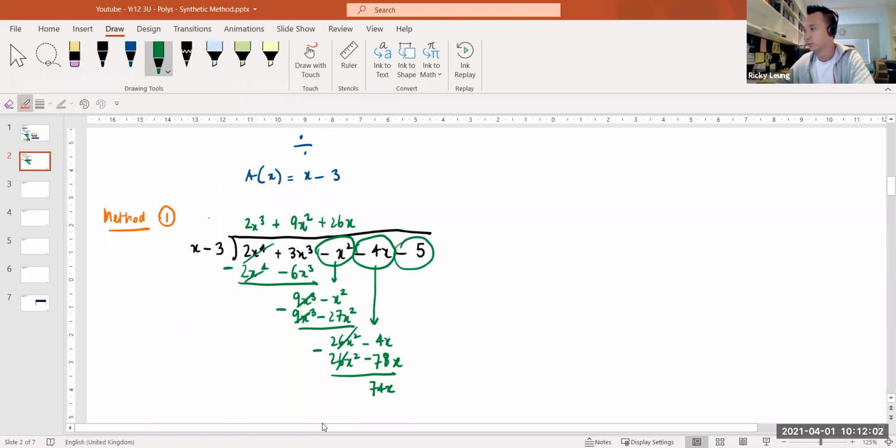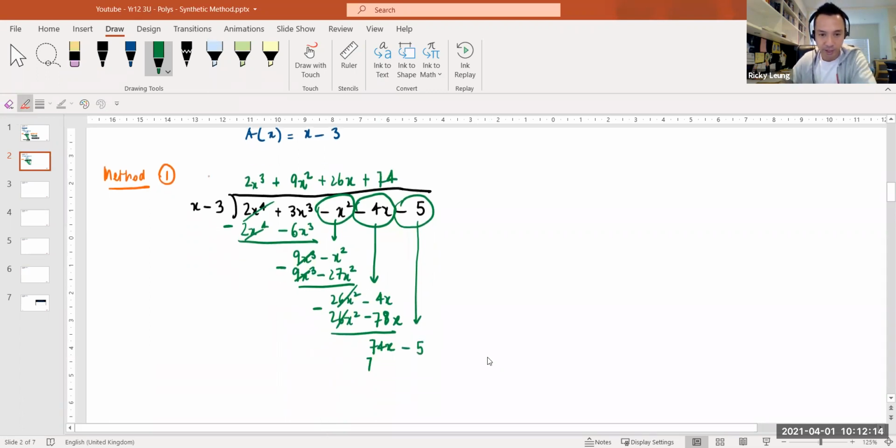Bring down the next number. Now the numbers will get quite large here. So let's see. Plus 74 to multiply with x and cancel this guy out. So 74x. 74 times 3, what's that, guys?